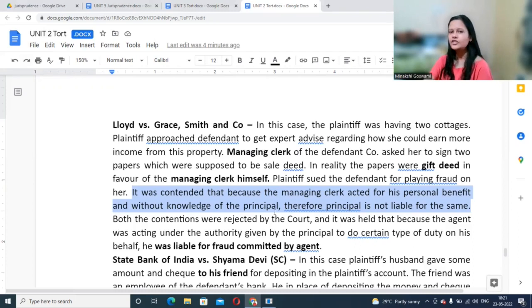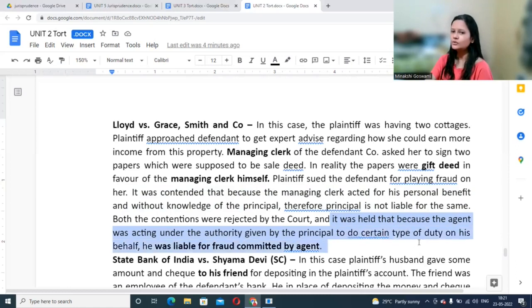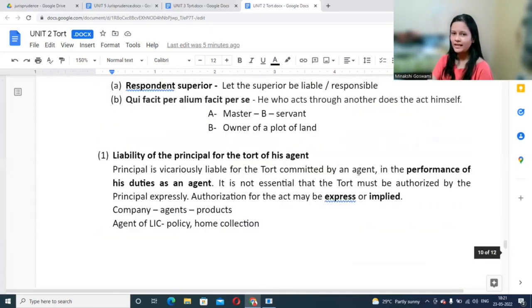But the court rejected both these arguments, and it was held that because the agent was acting under the authority given by the principal to do a certain type of duty on his behalf, the principal was liable for the fraud committed by the agent. Like we mentioned, it might be express or implied. You have given the authority. Yes, right? So you have given the authority.